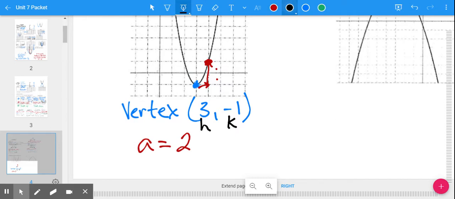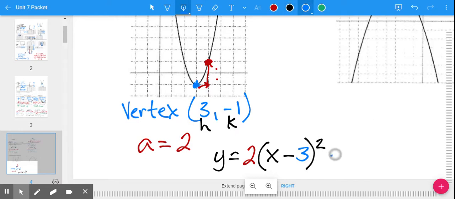So now we can plug in everything we know into the vertex form of a quadratic function in order to write the equation. So we have y equals a times (x minus h) squared, and then plus k. In this case, it's -1, so we're going to put -1. And that's the equation for that parabola.